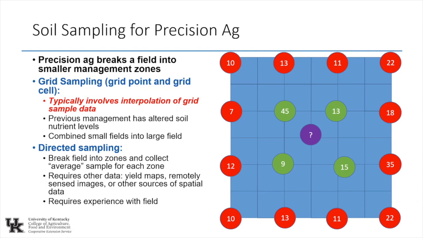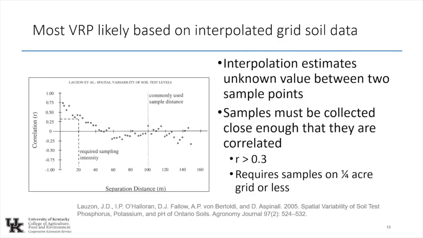And this paper from Lauzon lays it out pretty well. Samples must be collected close enough that they are correlated with an R value of greater than 0.3. So this is a statistical procedure that we never do.